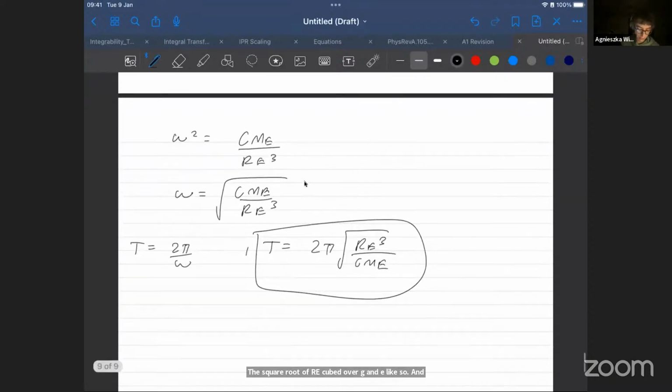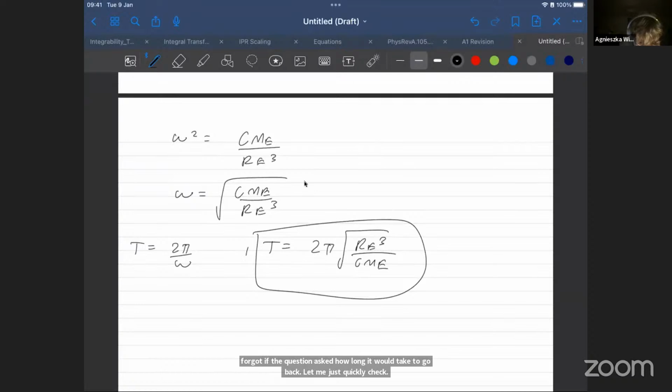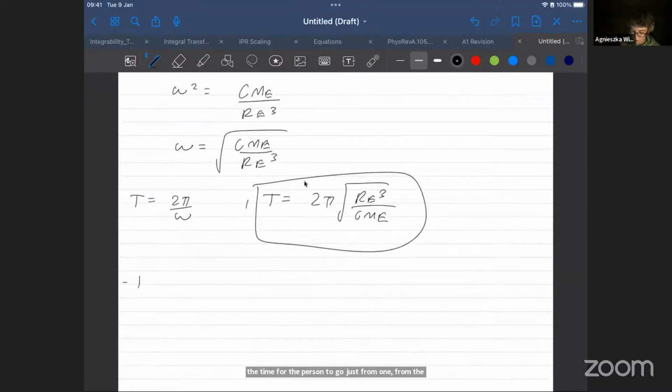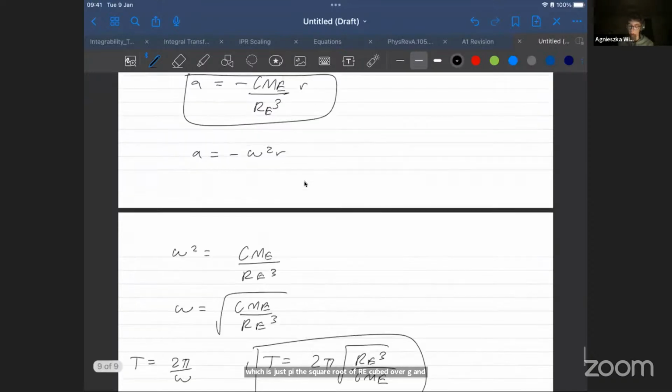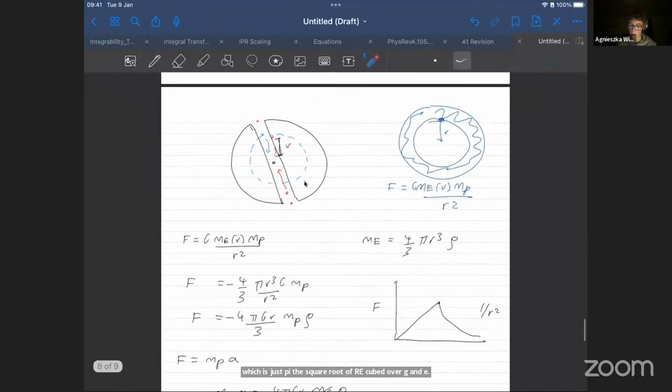And because we want the time, I forgot if the question asks how long it would take to go back. Let me just quickly check. So the question asks for the time for the person to go just from one end, so from the top to the bottom, which would just be half a period. So the time taken would equal the period over 2, which is just pi times the square root of R_e cubed over G M_e. So to sum up the question, because it was quite difficult.